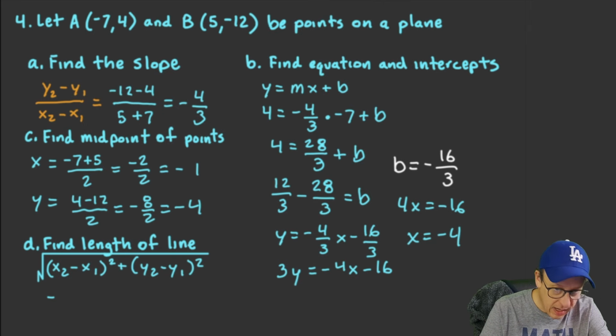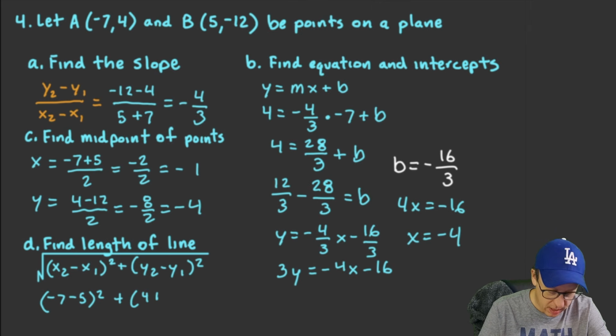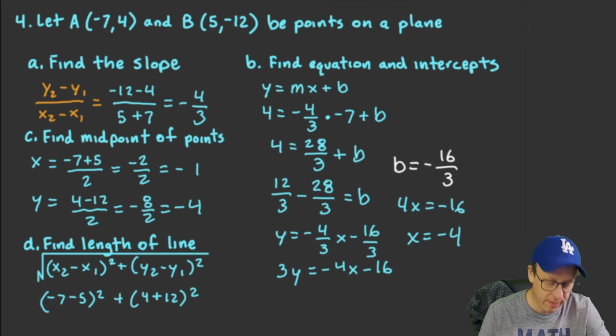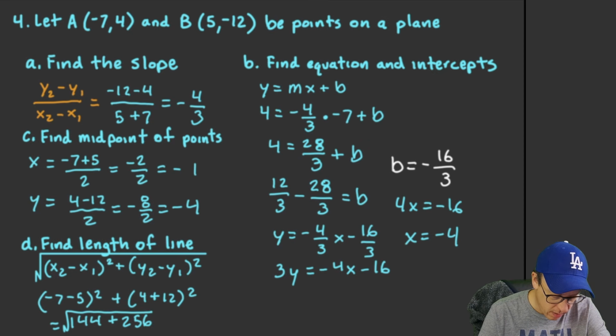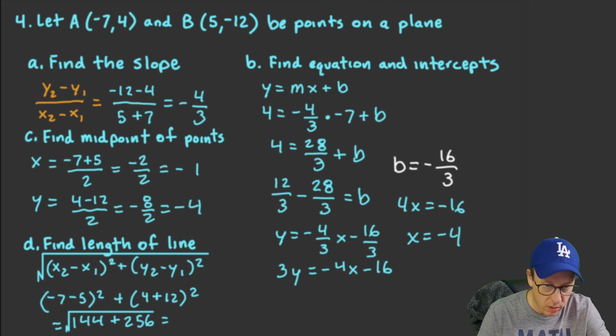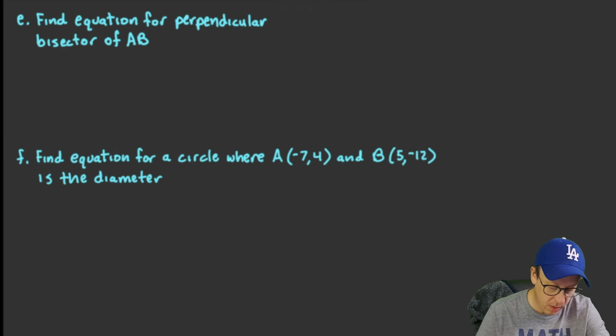So we're going to have -7 minus 5 squared plus 4 plus 12 squared, and we're going to take the square root of those values, which is going to end up being equal to, is this on the screen? Yes, it is. 144 plus 256, and then get our square root of those two values together. This is going to end up being the square root of 400, which is equal to 20. All right, next problem.